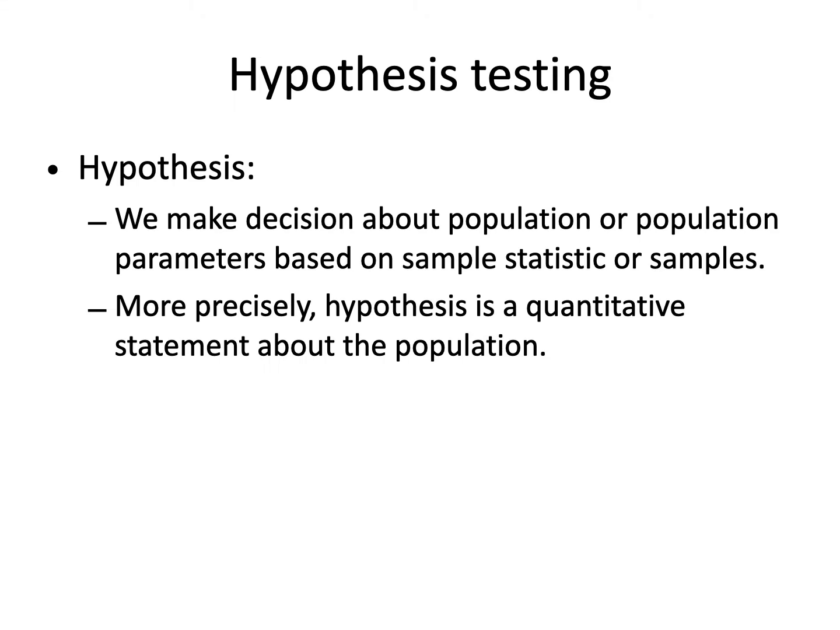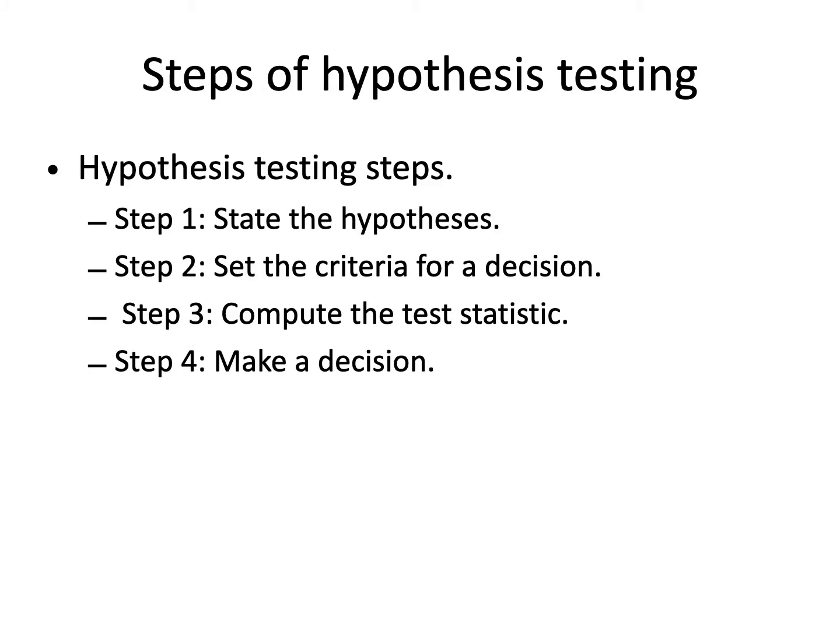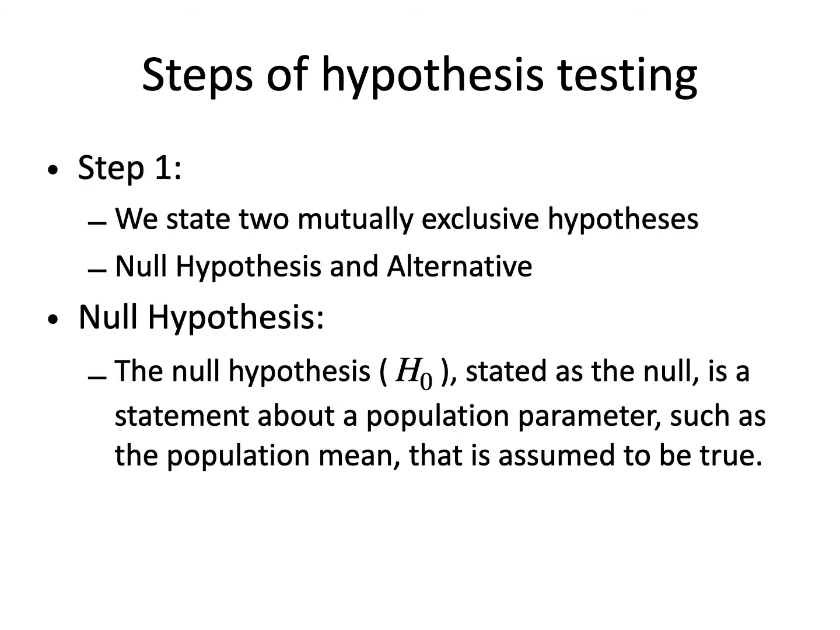And there are basically four steps for the hypothesis testing. First we have to state the hypothesis, then we set the criteria for the decision, in the third step we compute the test statistic, and finally we make a decision. To begin, we identify the hypothesis or claim that we feel should be tested.